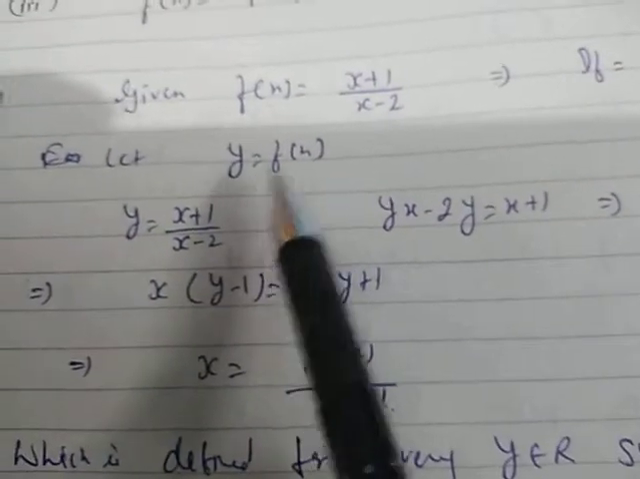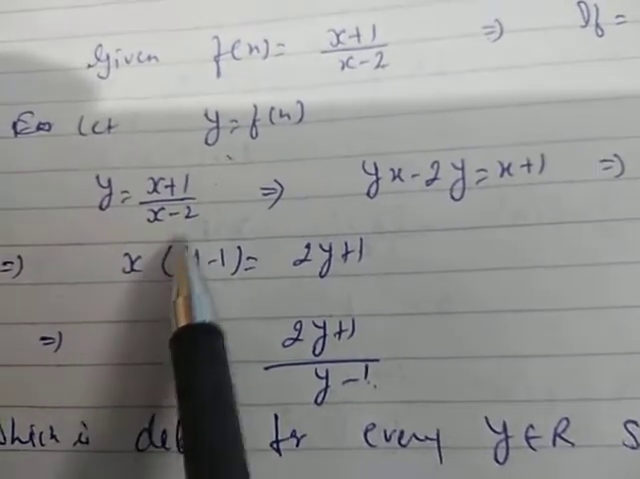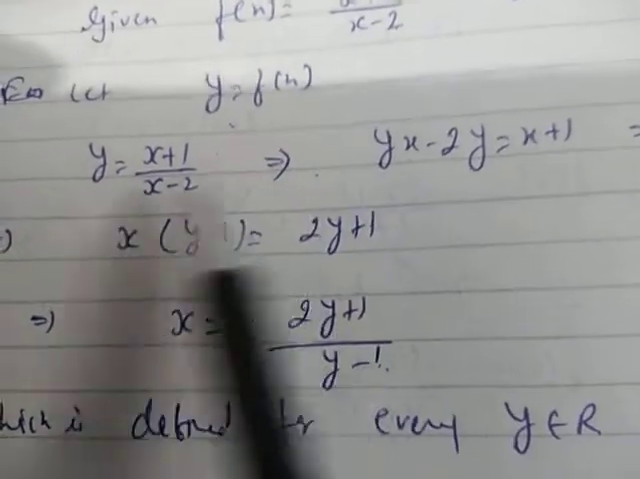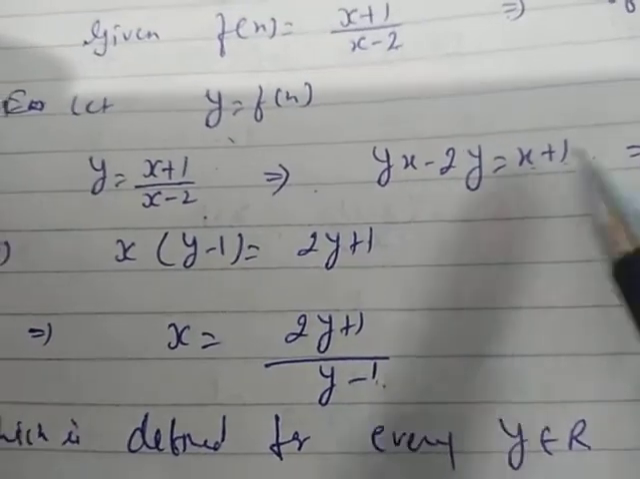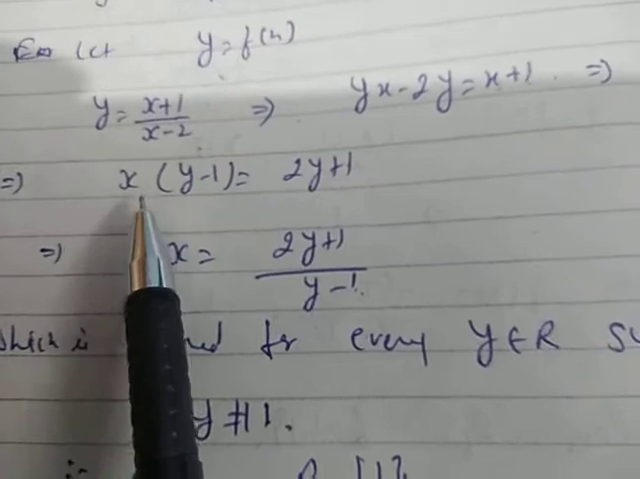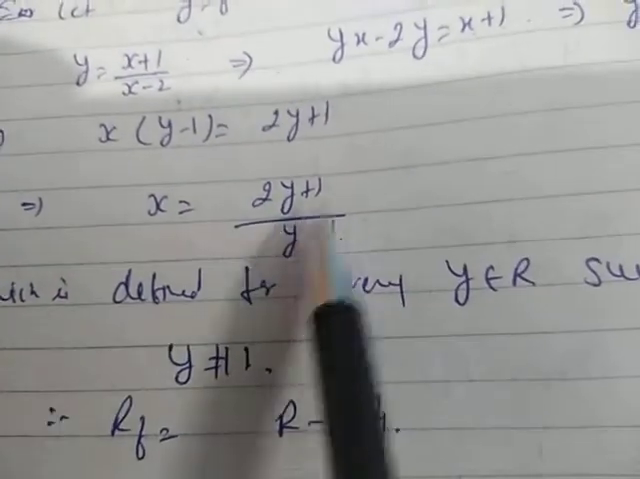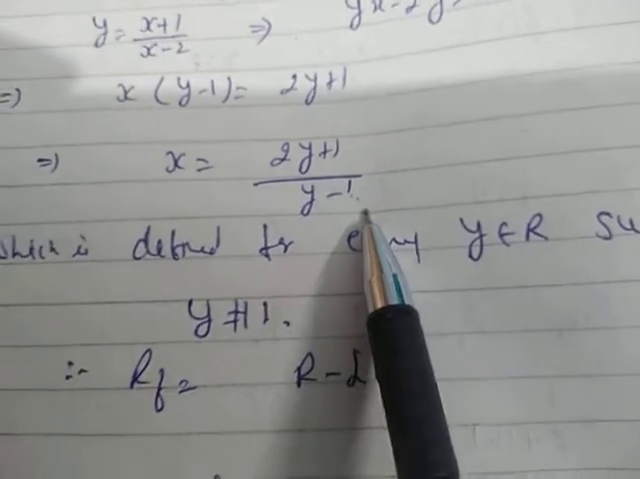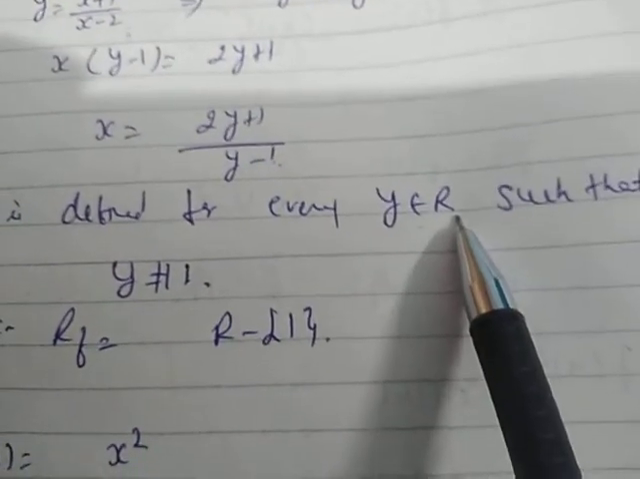For the range, let f(x) = y. So y = (x + 1)/(x - 2). It implies yx - 2y = x + 1. It should be converted into a function of y. So x(y - 1) = 2y + 1. x will be (2y + 1)/(y - 1), which is defined for every y belongs to R.